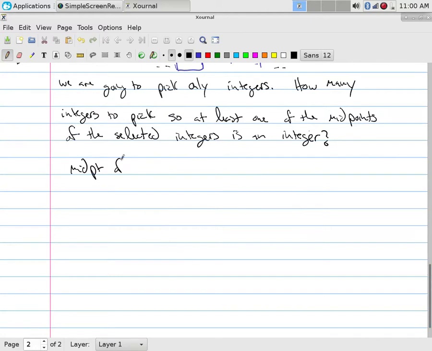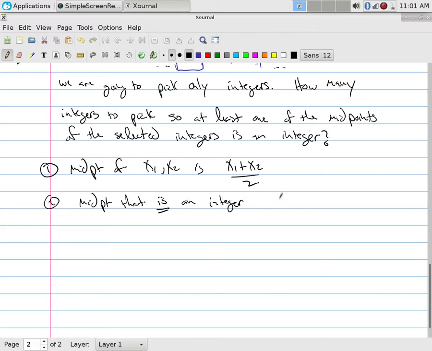So the midpoint of x1 and x2 is x1 plus x2 divided by 2. That's the first thing I understand. The second thing is, what am I looking for? I want a midpoint that is an integer. Well, if you want x1 plus x2 divided by 2 to be equal to an integer, what does that tell you about x1 and x2? That their sum must be equal to twice an integer, which happens to be what? Even.